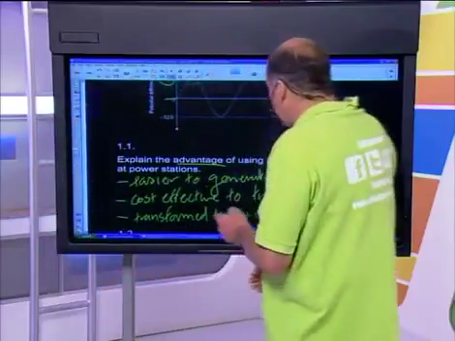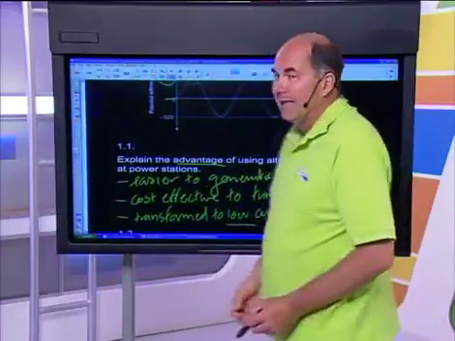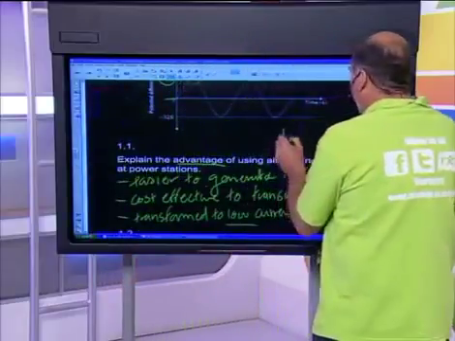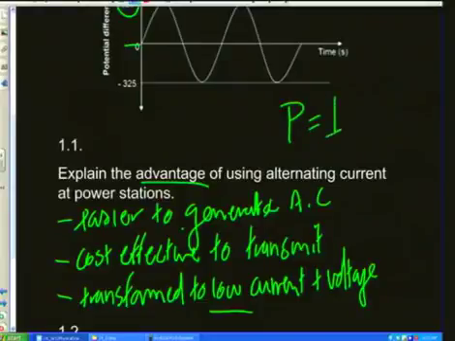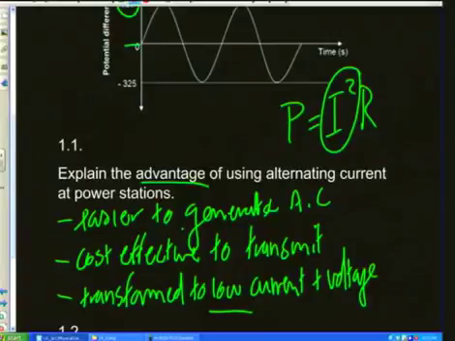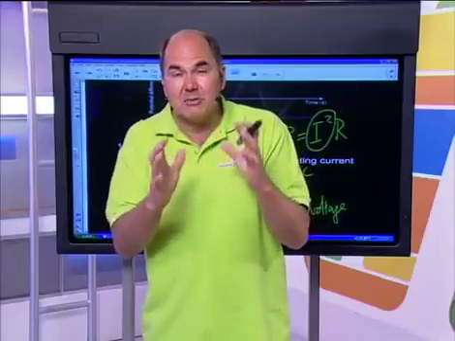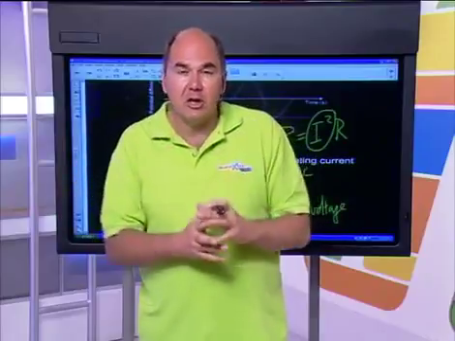The reason we want to make it low current is that from our power calculations, we should remember that power is equal to I squared times R. Now, if we have high current, or even any current, that current has to be squared to calculate the energy lost. So if we think about it, we just need to make sure we reduce the current, keep the resistance constant, and we can reduce the energy lost.